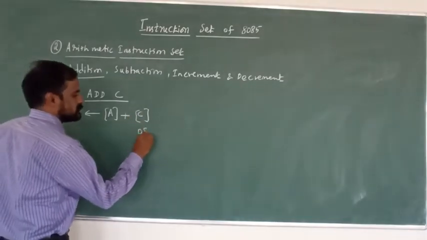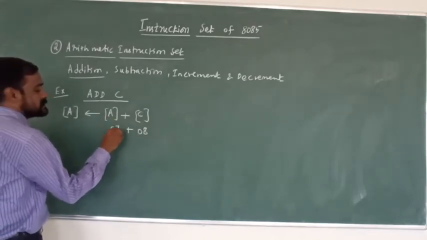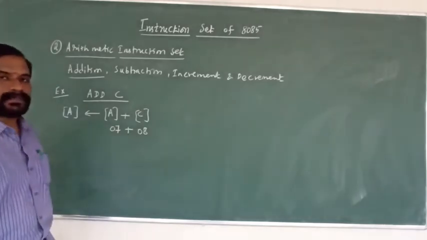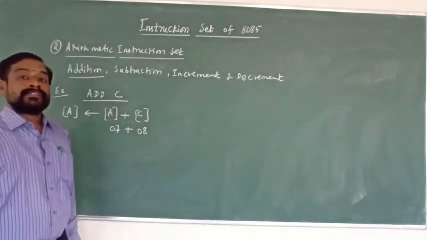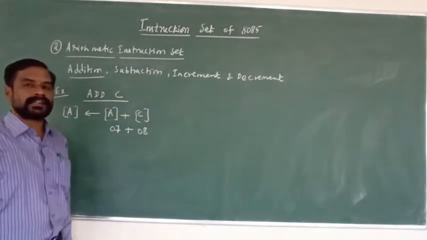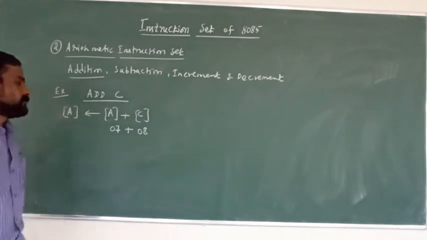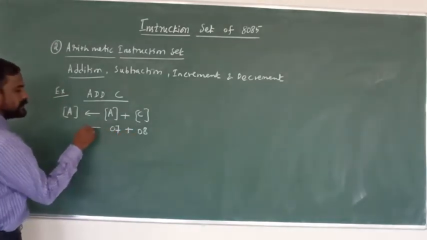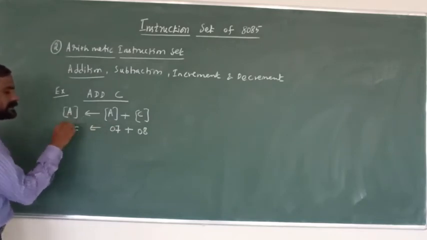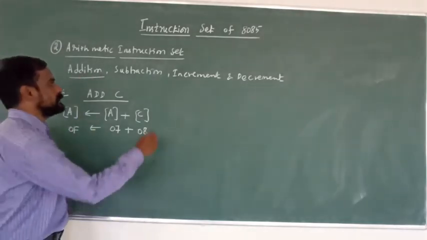C register 08 and A register 07. Now to add these two data, the result in decimal is 15. Now in a microprocessor all the results and all the address data are only in hexadecimal format. Now 07 plus 08, the corresponding hexa value is 0F. Now the result in A register is 0F. Okay, this is the addition concept.